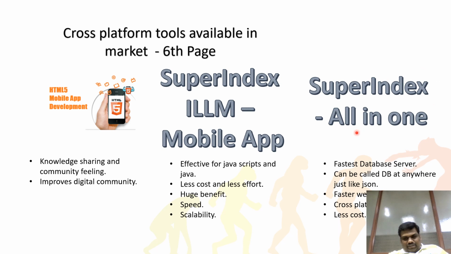Okay, I've completed all the tools. But finally, I want to reiterate one more time the Super Index all-in-one. All-in-one means we have the fastest database server, as I mentioned in the other videos. It always maintains O of 1, even though your table records are massive. We will use that while developing a mobile app or web application. It can be called anywhere, just like JSON. That's a facility we have.